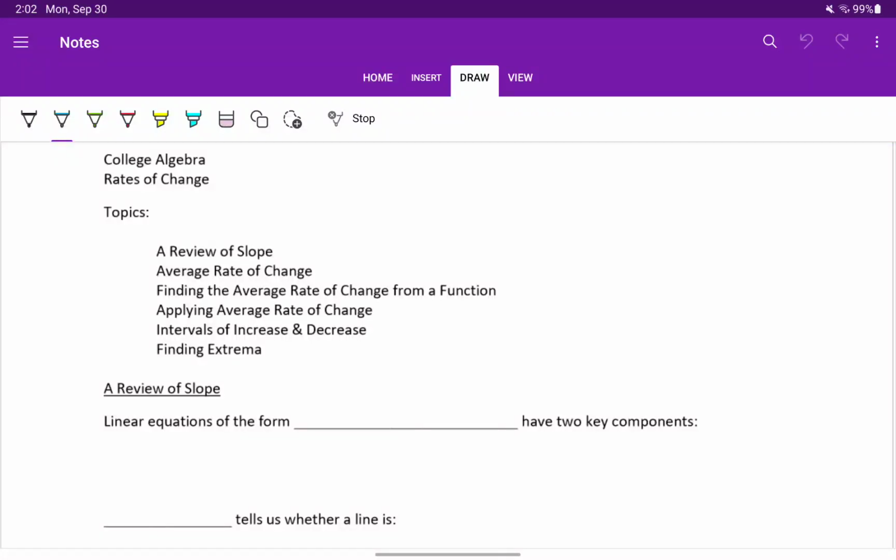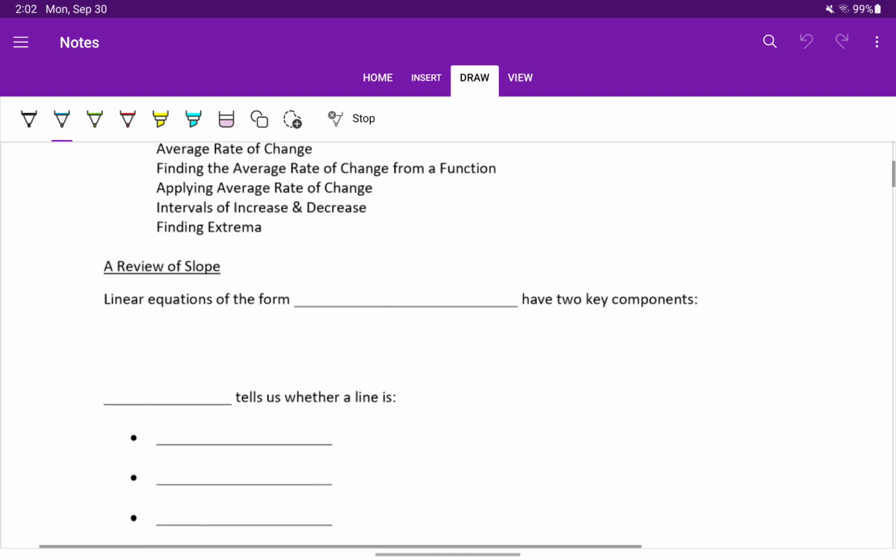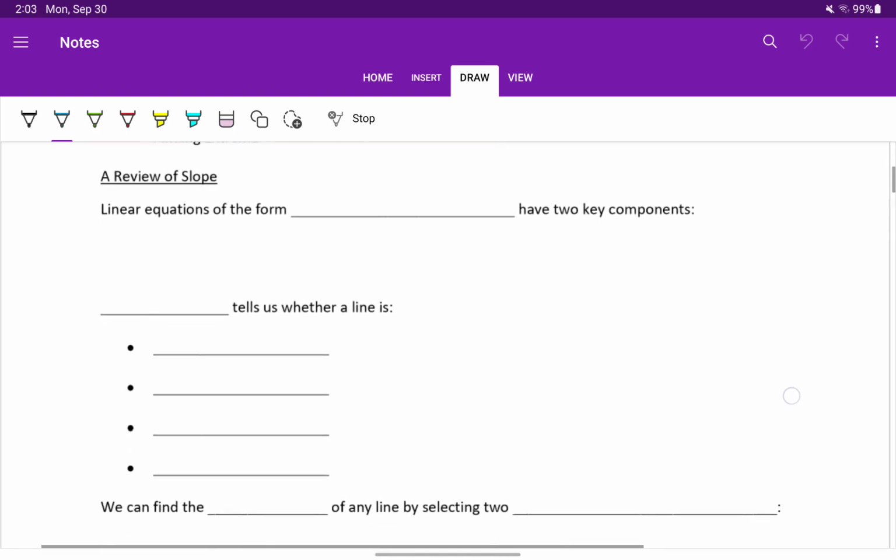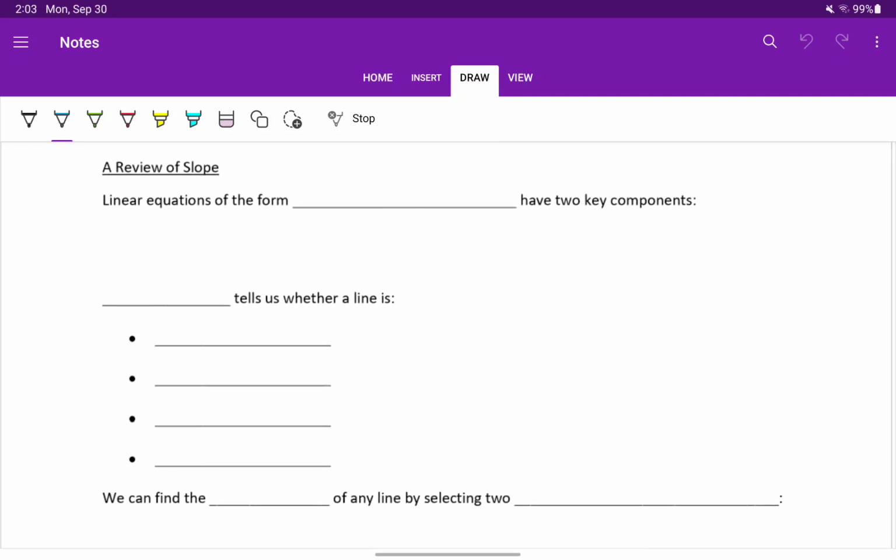In this section, we want to discuss the rate of change for different functions. But before we get into that topic, we want to first review the concept of slope.